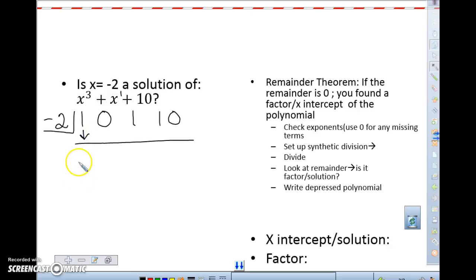You bring down the first number, of course. Every time, yep. All right, we're going to multiply. 1 times -2. And then we add. Multiply. Add. Multiply. And then add.